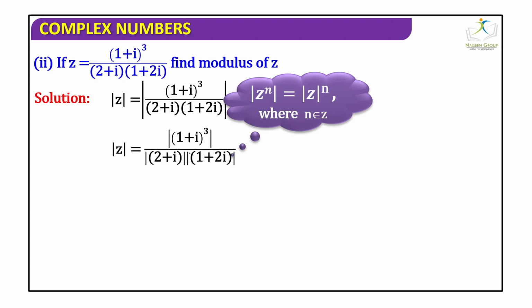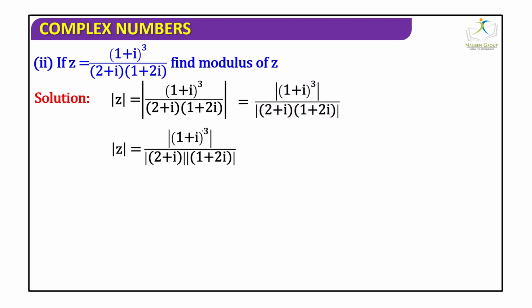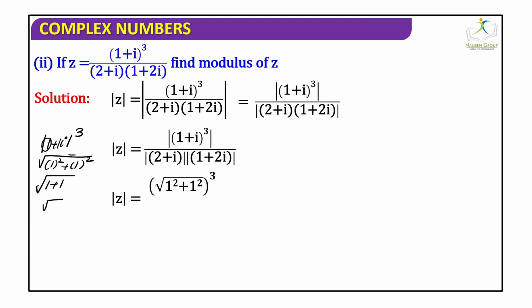So according to this question, we have 1 plus iota to the power 3. So can we do this? This is equal to modulus of 1 plus iota, then power 3. So this will be equal to under root of, this is a and this is b, so it will be 1 square plus 1 square. This will be equal to 1 plus 1, and it is equal to root 2. So this answer is equal to root 2.